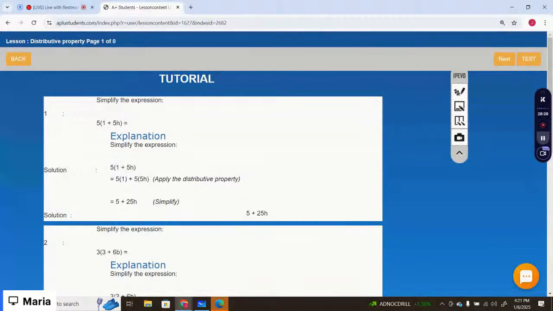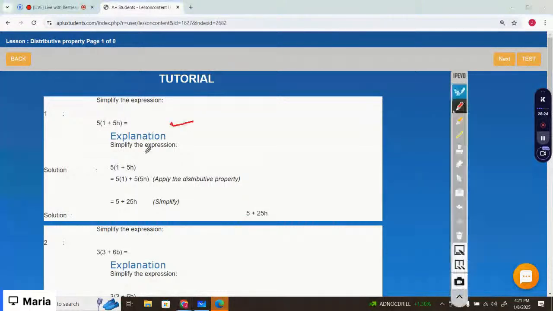Simplify the expression 5 times (1 plus 5h). So you have to evaluate using the distributive property. You have to multiply 5 with everything that is inside the bracket. You have to do 5 times 1, that is 5, and then 5 times 5h, that is 25h. So the correct option is 5 plus 25h.